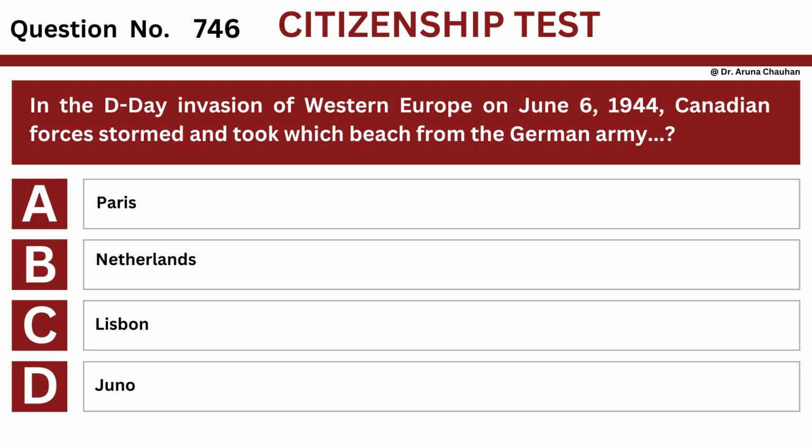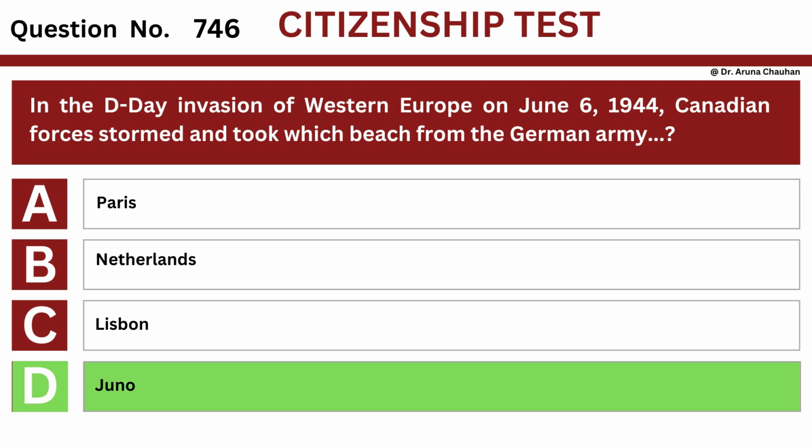Question number 746. Question: In the D-Day invasion of Western Europe on June 6, 1944, Canadian forces stormed and took which beach from the German army? Option A, Paris. Option B, Netherlands. Option C, Lisbon. Option D, Juno. The answer is option D, Juno.